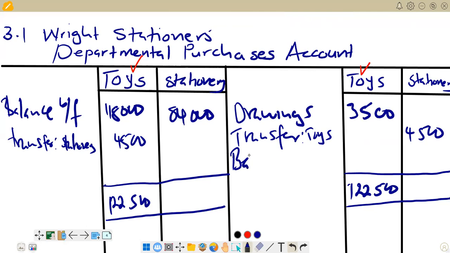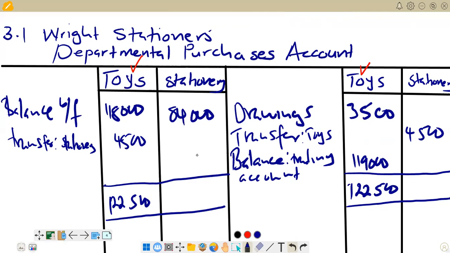So basically we are saying balance. This is the balance which is going to the trading account. See the balance that is going to the trading account. So we're saying 122,500 minus 3,500, we're going to get 119,000. So here we get 119,000.